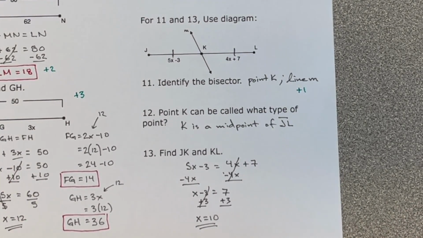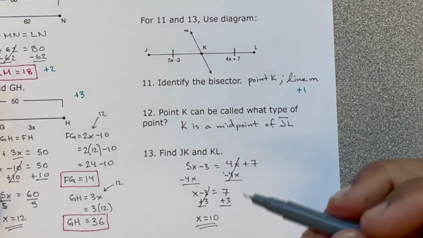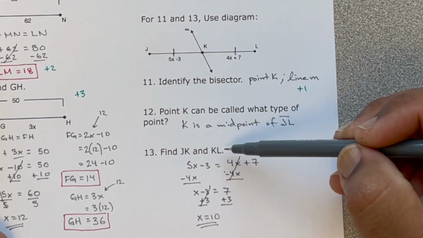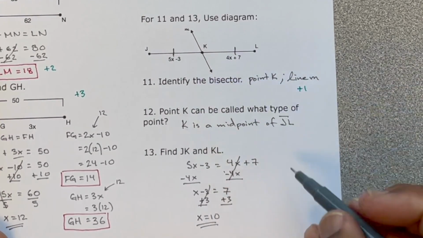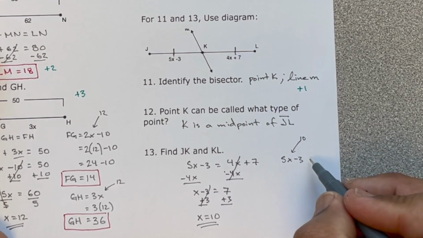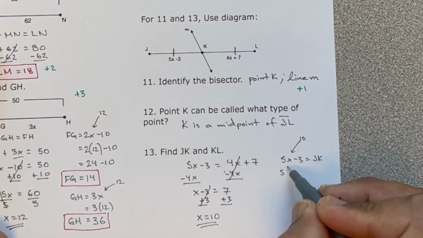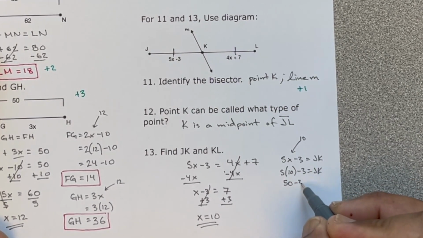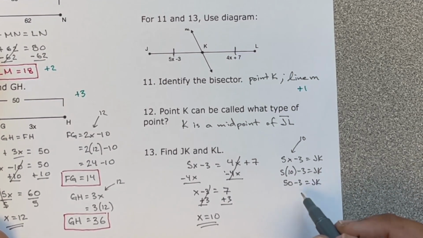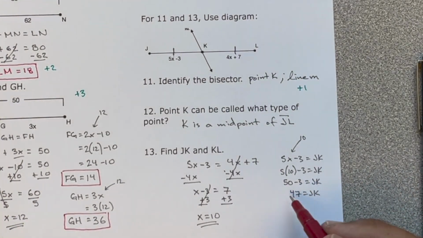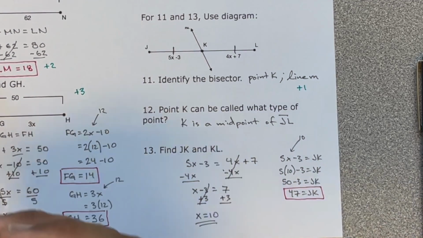I'm not quite done, and you guys know that this is one of the most common ways for students to miss points. I need to take that x and plug it back in to find out those lengths, because it's asking for the length of JK and KL, not x. So plugging it back in, that 5x minus 3, and plugging in 10 will give me JK. So 5 times 10 minus 3 equals JK. 50 minus 3 equals JK. I got 47 equals JK.